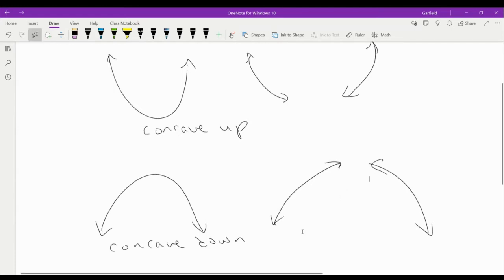Are we okay on this concavity thing? Not too complex. Does everyone understand what concavity is? Okay.